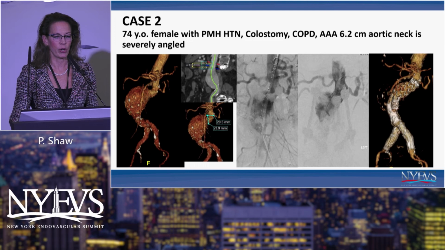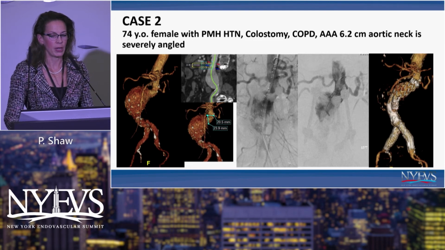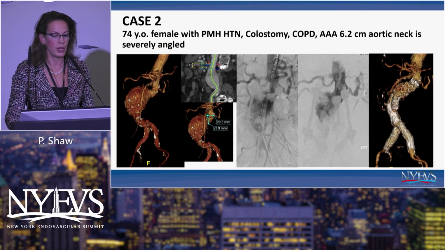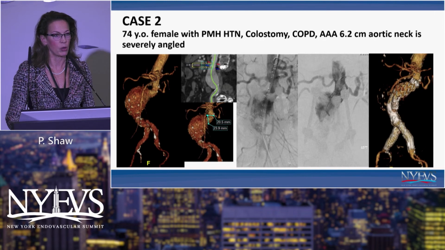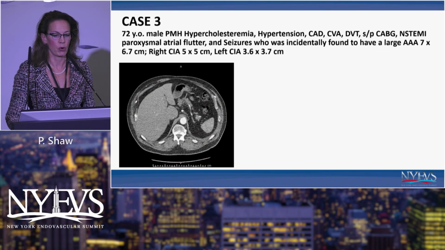This is a 74-year-old woman with a colostomy, high risk, 6 centimeter aneurysm, angulated neck anatomy, and lots of hardware, as you can see, which can affect your imaging. But she had a good result with the conformable Gore graft.